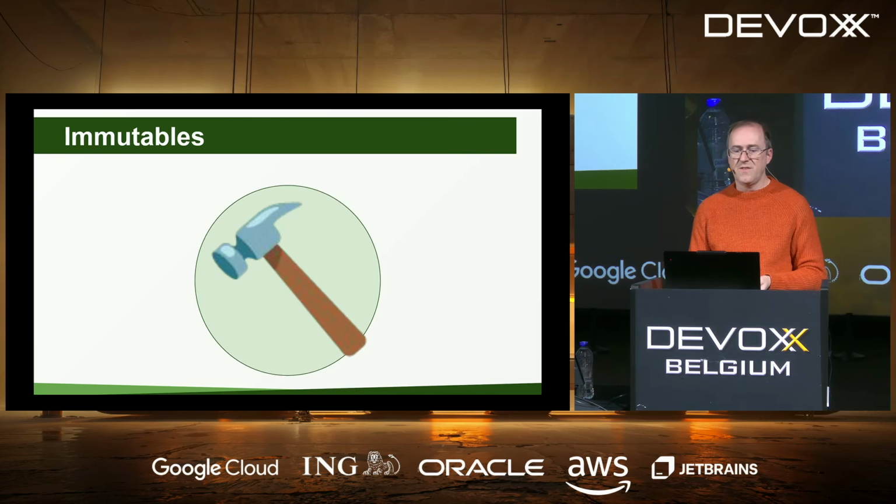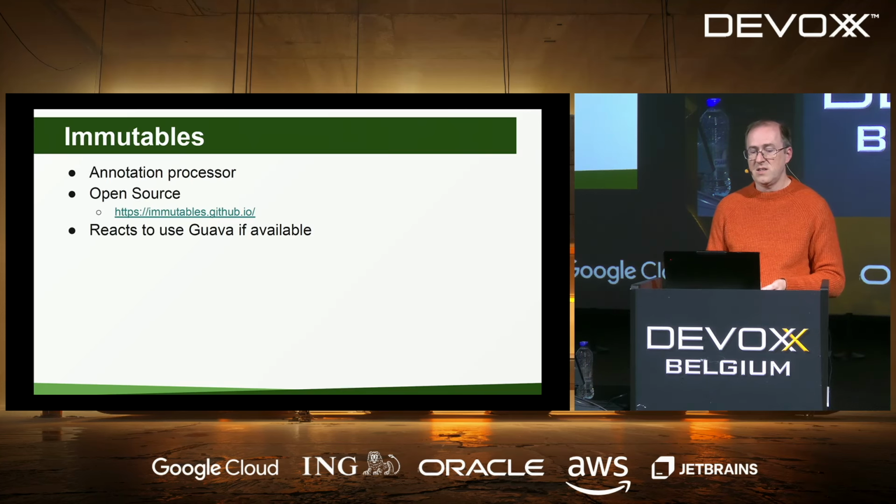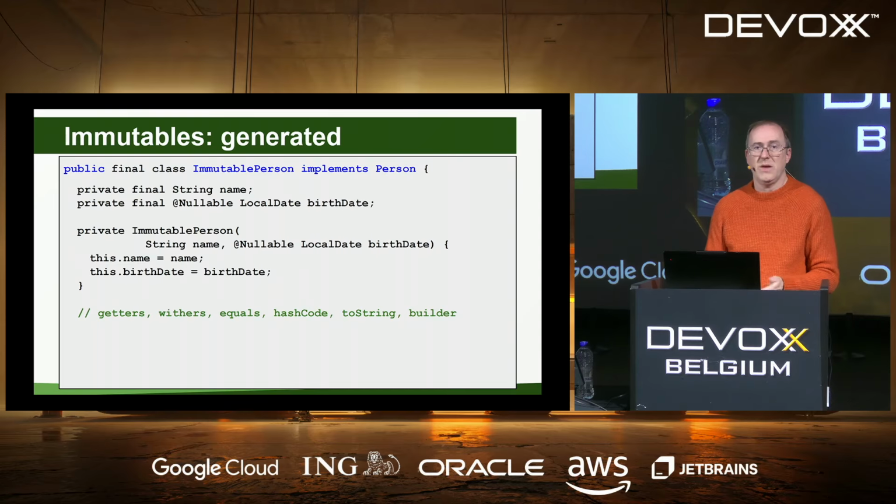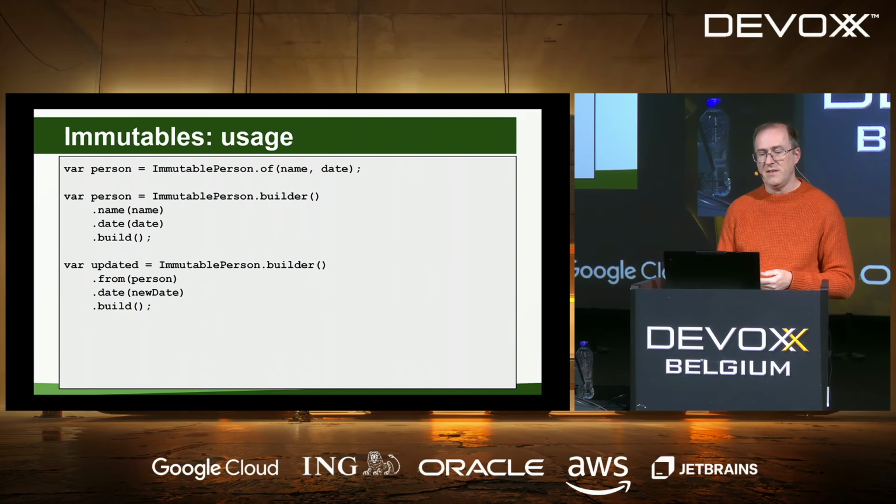So Immutables, another famous project out there. Again, it's another annotation processor. You add on some annotations. This time you write an interface and you write some getters, and it will generate from that. So effectively you're writing like a specification for a bean rather than the actual bean. So it will generate a public final class, ImmutablePerson, which implements your specification and has all the relevant stuff you'd expect to have on it. And you use it in a very similar way.